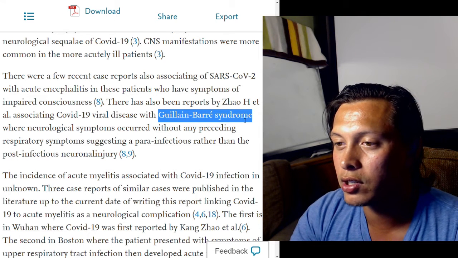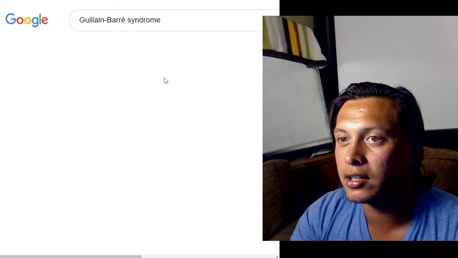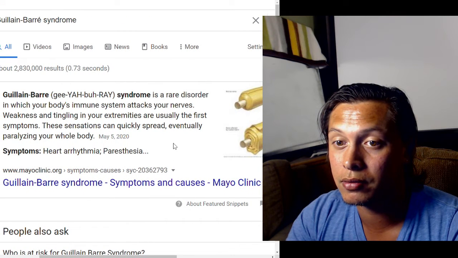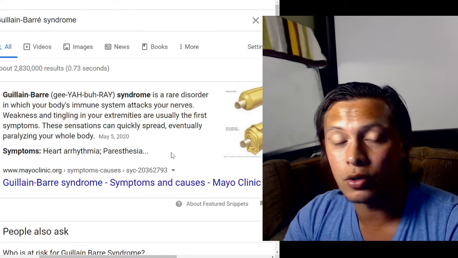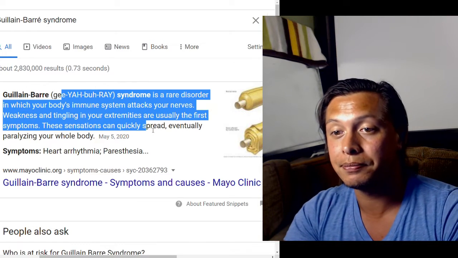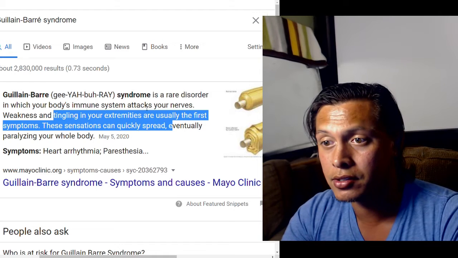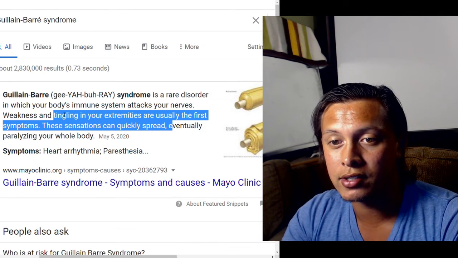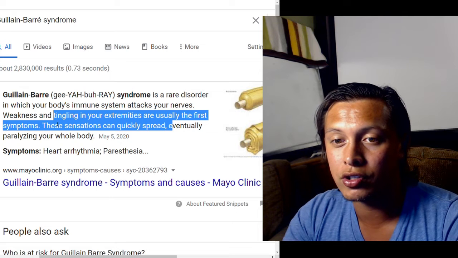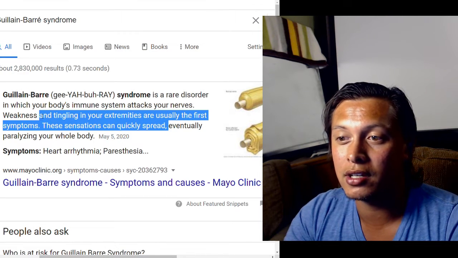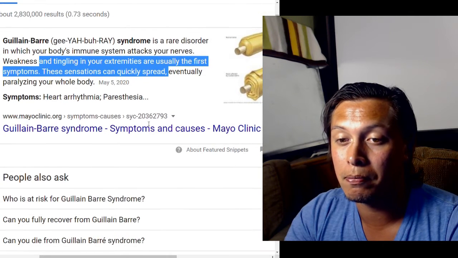So let's look up what Guillain-Barré syndrome is. It's a rare disorder in which your body's immune system attacks your nerves. So this is what I was talking about earlier, where it could be an autoimmune disease. Weakness and tingling in your extremities are usually the first symptoms, and these sensations can quickly spread, eventually paralyzing your whole body.